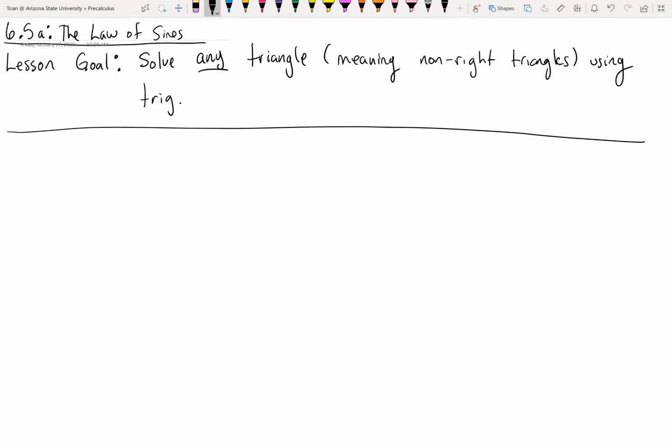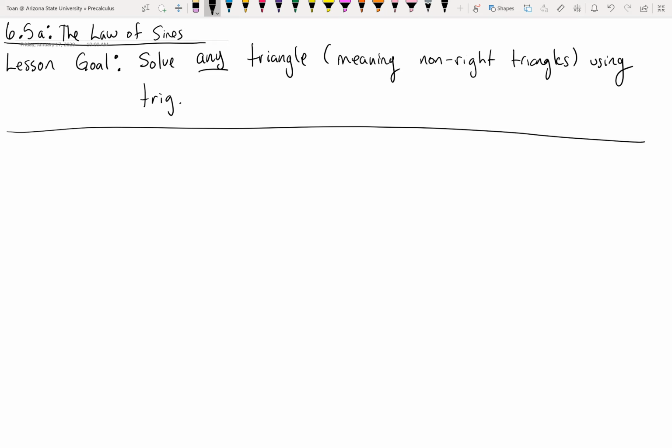So 6.5a is all about the law of sines. Now, in this section, we only have one particular goal, which is basically the overarching theme of the entire Unit 6, and that is to solve any triangle. In the past, I think it was 6.2 and 6.3, we solved right triangles, specifically right triangles. Today, we're going to be able to solve any triangle I give you, be it right or not, using trigonometry.